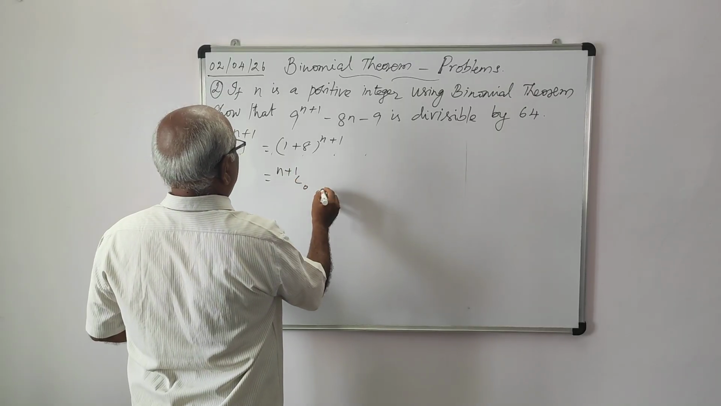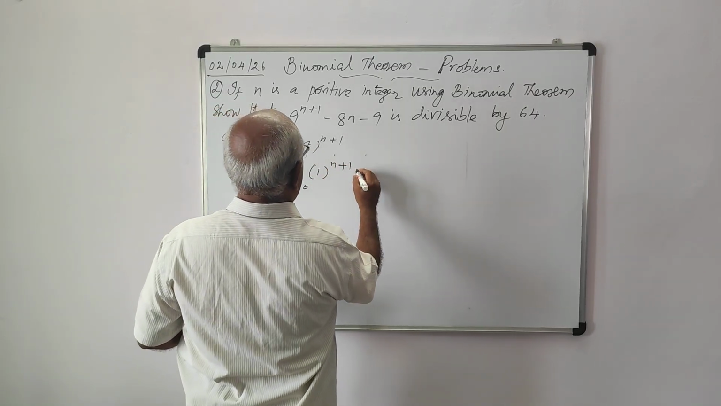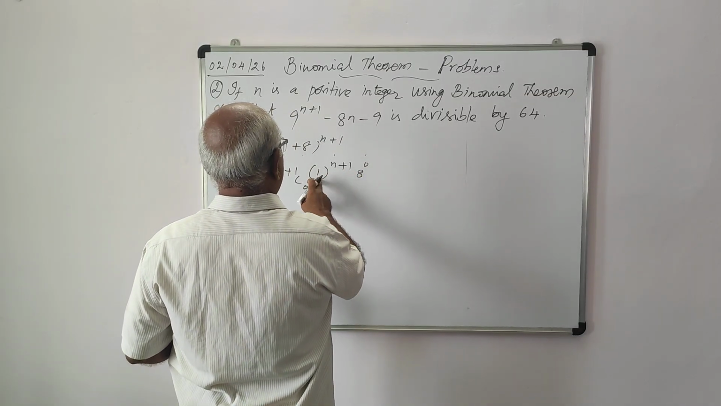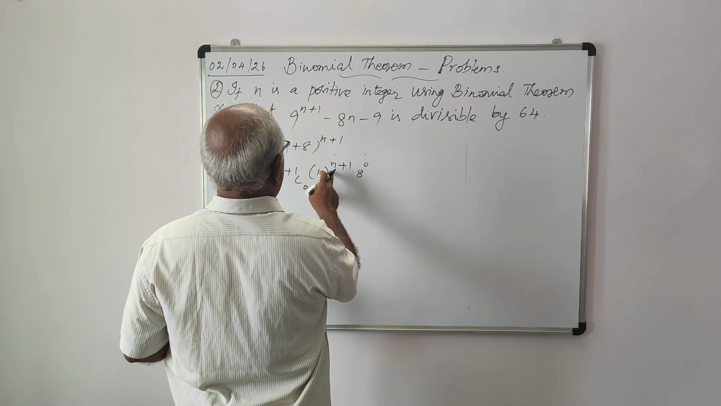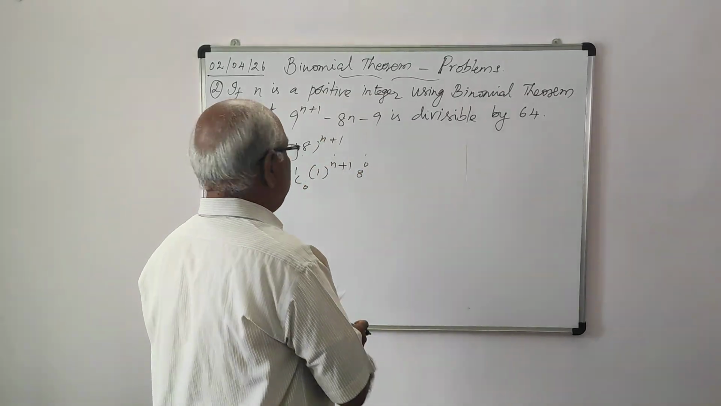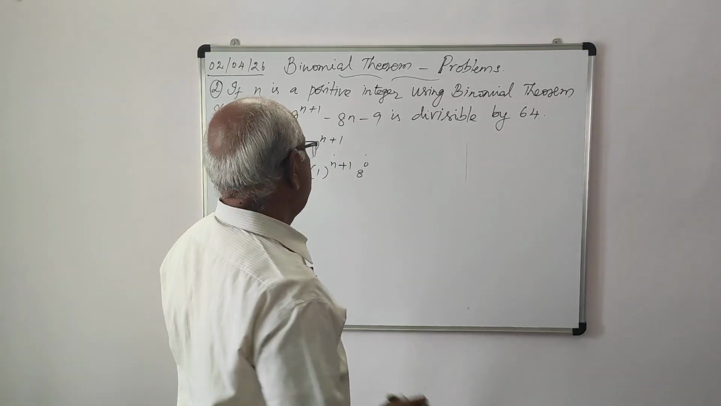n plus 1 is 0, minus 1 power n plus 1, 8 power 0. இது பவர் 8 increase ஆகும், 1 குறைஞ்சிட்டு வரும். 1 plus anything is 1 தான். 1 power anything is 1, n plus 1 is a positive integer. So 1 power any positive integer is 1.